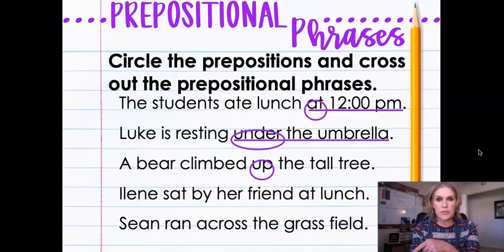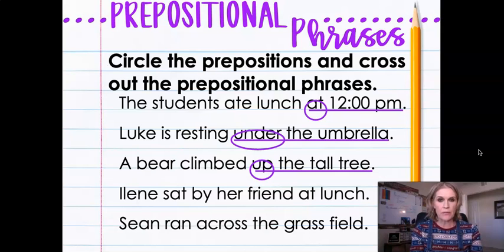It's talking about the tree. The preposition up is referring to the tree. Tree is the object. So together, and all the words in between, make up the prepositional phrase, up the tree. Let's look at the next one.